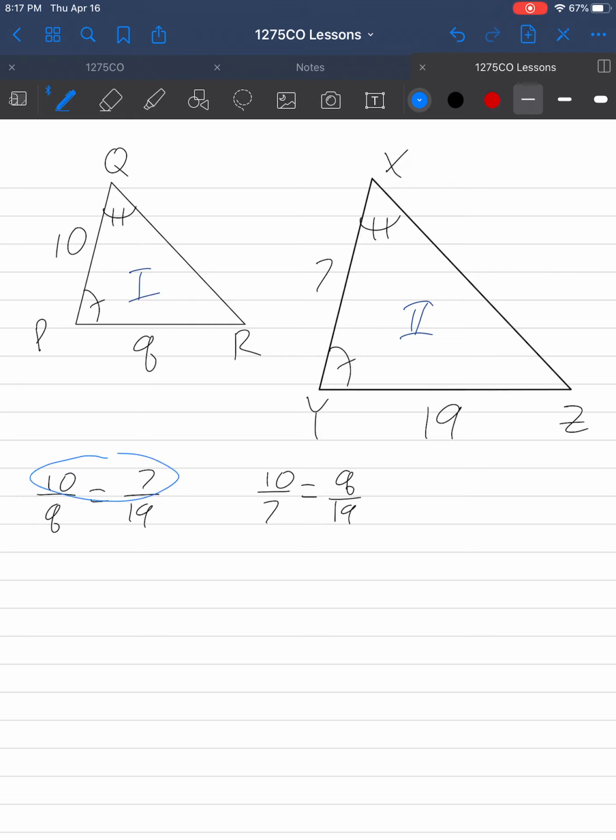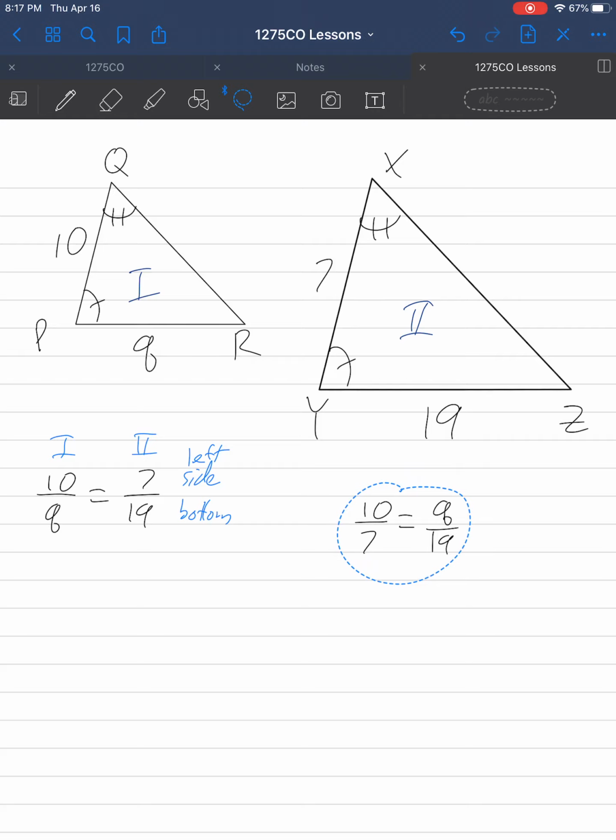the top over here, 10 and 7, both kind of are the same side of each triangle, right? The left side, if you will. And if you look at Q and 19, these are both the bottom side, right? Those are both the values, Q and 19, that represent the bottom side. And if we were to look at this vertically, we would see that 10 over Q comes from triangle 1, and 7 over 19 comes from triangle 2.